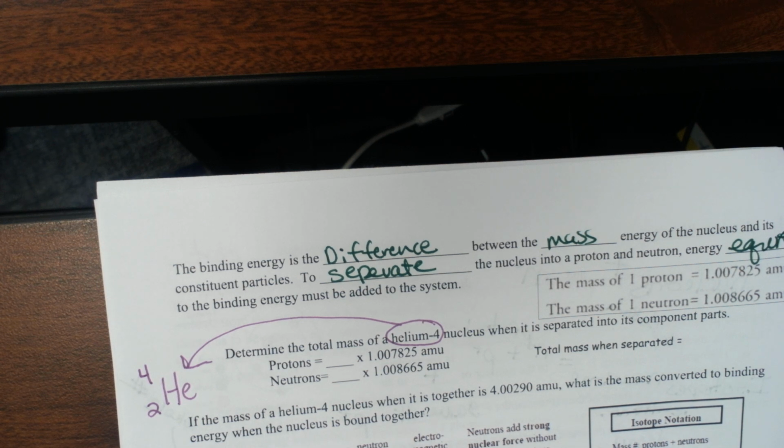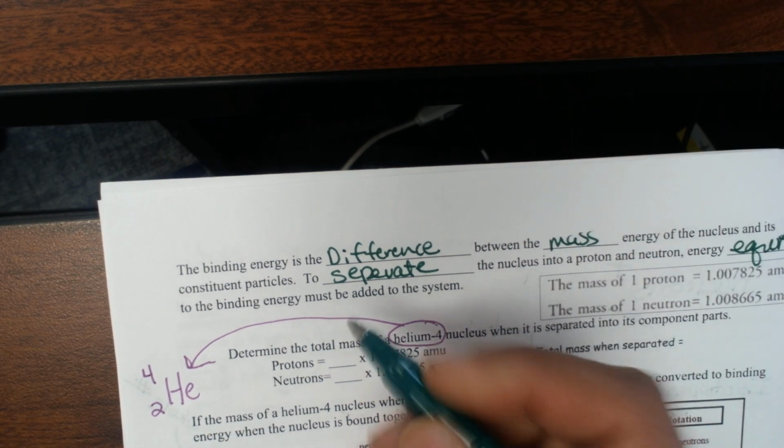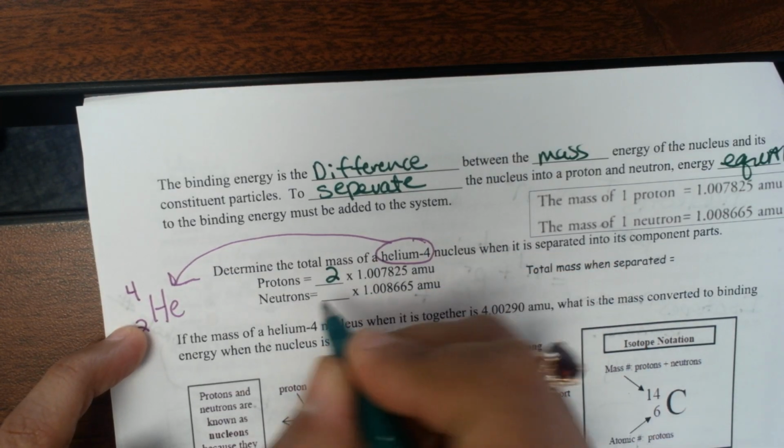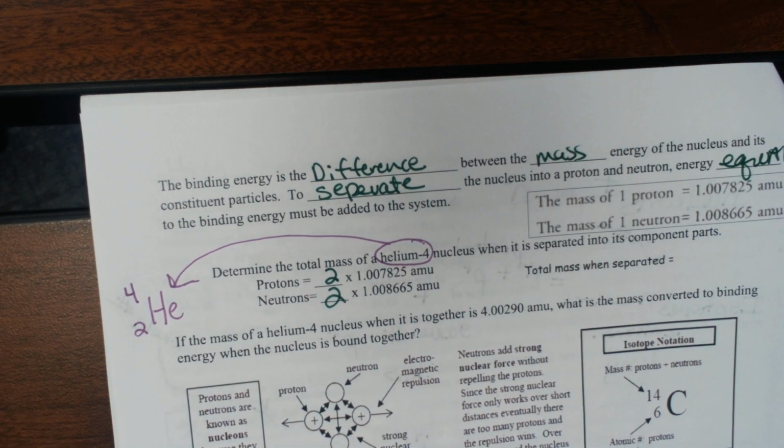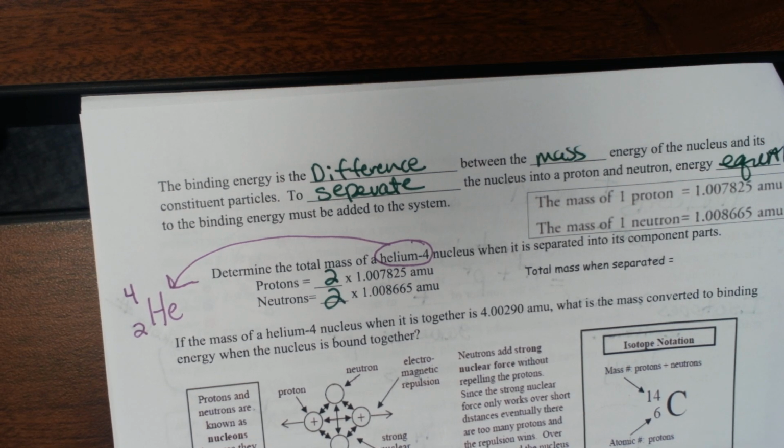It says here, though, this helium-4, how many protons and how many neutrons does it have? Well, looking at this helium-4, it has 2 protons because it tells me that right here. And 4 take away 2 equals 2 neutrons, right? Simple math. You got this. Definitely want to use a calculator for all those decimal points, though. Oh, don't want to hand write that out. It says here, what is the total mass when separated?